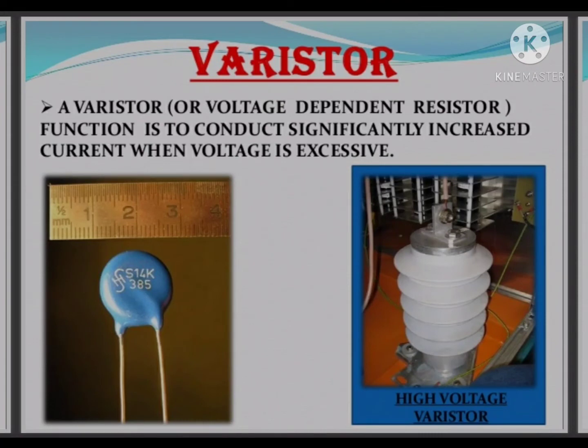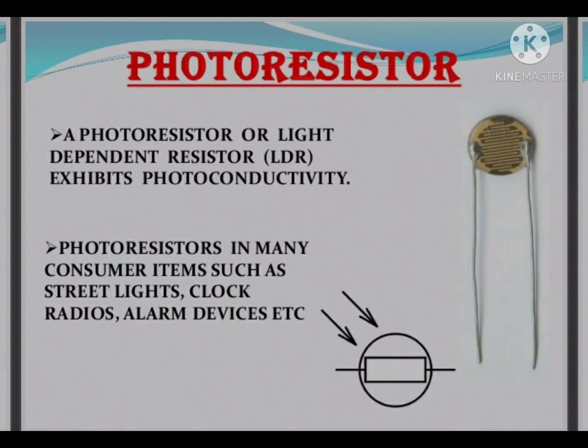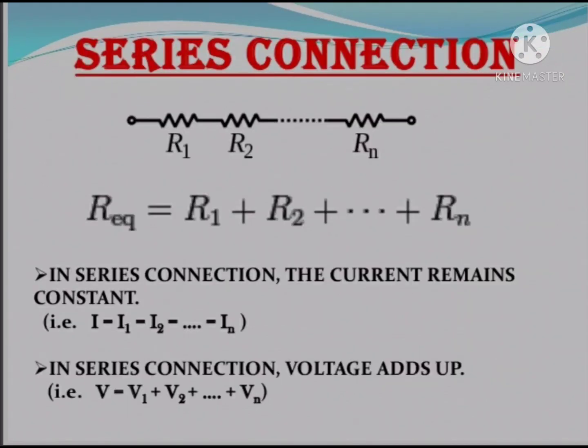Varistor. A varistor, or voltage dependent resistor. Its function is to conduct significantly increased current when voltage is excessive. Photoresistor. A photoresistor, or light dependent resistor, also known as LDR, exhibits photoconductivity. Photoresistors are used in many items such as street lights, clock radio alarms, devices, etc.